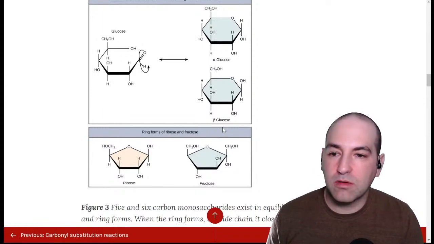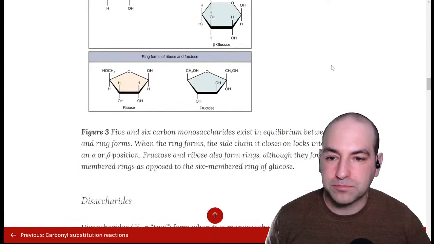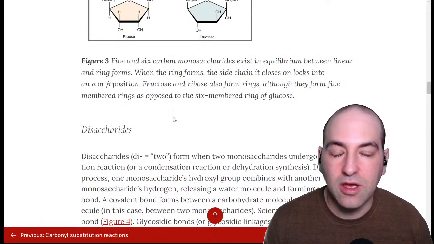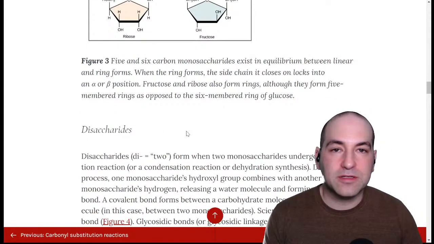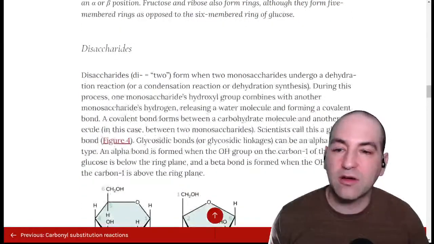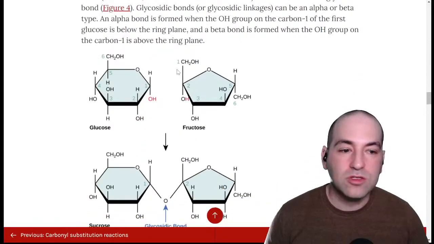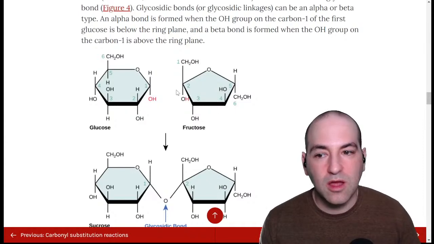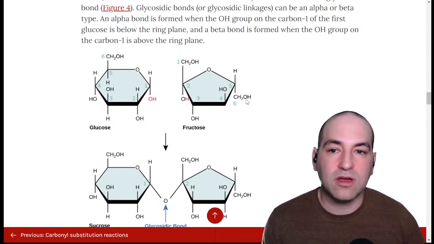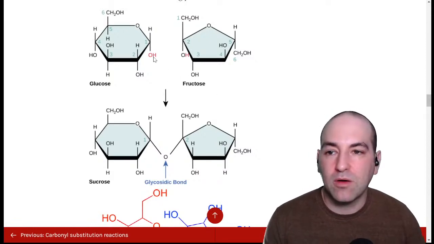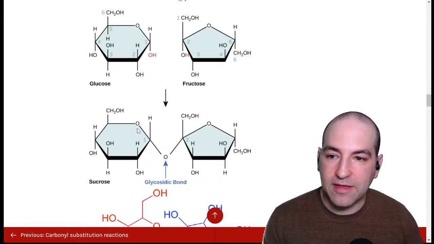So then moving on from those, we can also have disaccharides. You can probably guess what that means. Monosaccharide was one small sugar unit. Disaccharides are two of those linked together. So if we take a molecule of glucose and a molecule of fructose, and we link them together with something called a glycosidic or glycoside bond, we end up with a disaccharide.